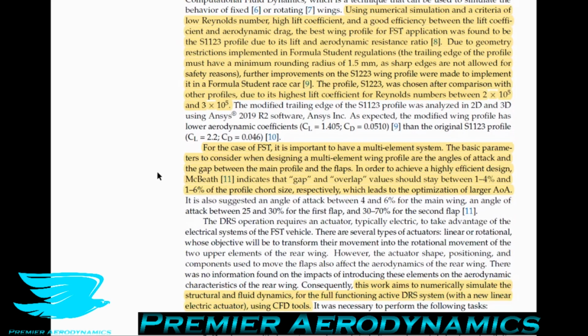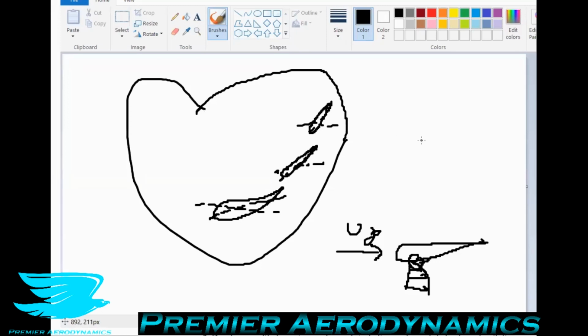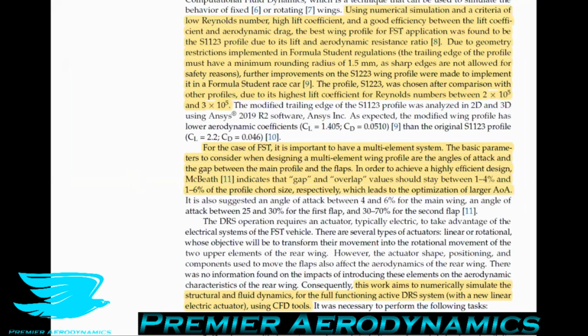For the case of the Formula Student track car, it is important to have a multi-element system. As I mentioned, multi-element systems are when you have more than one element in an airfoil setup. So you have maybe 3, for example, here, or even more. You can have 5, 10, whatever. Now, interestingly, the basic parameters to consider when designing a multi-element wing profile are the angles of attack and the gap between the main profile and the flaps.